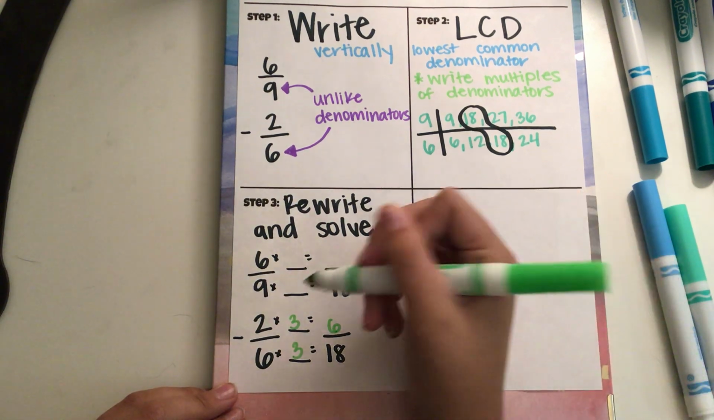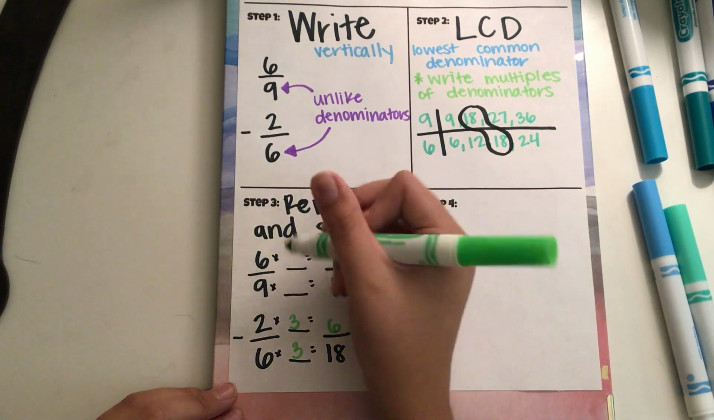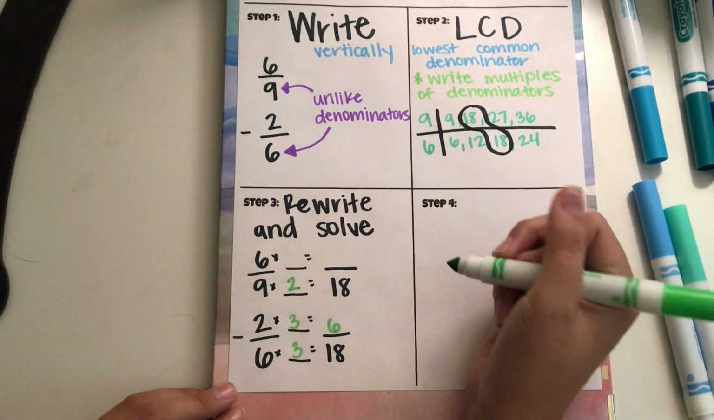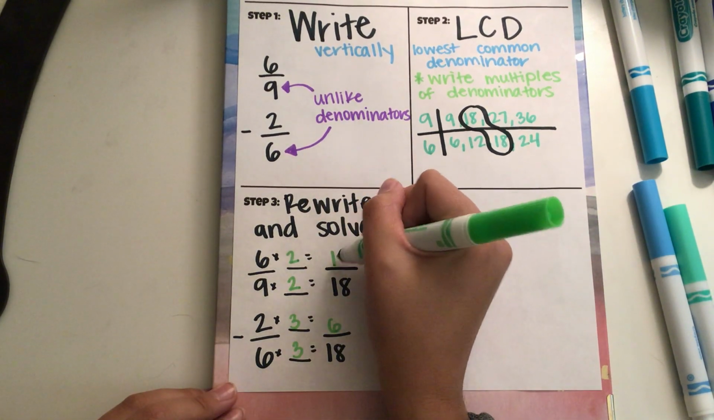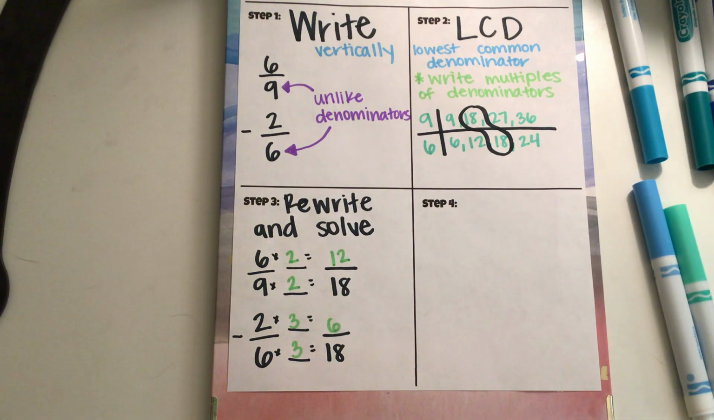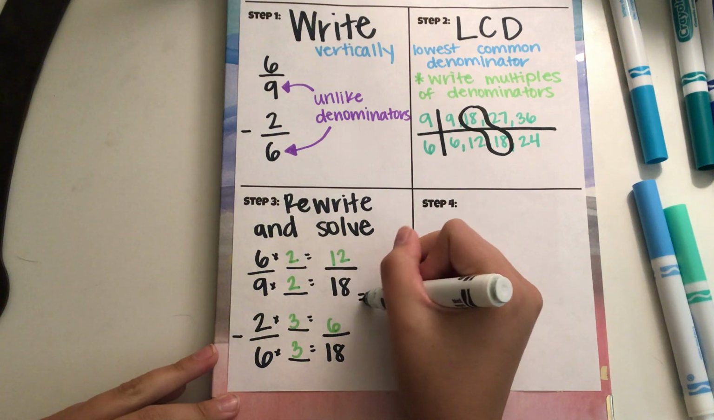Now here I've got 9 times what equals 18. 9 times 2 equals 18. So I do 6 times 2 and I get 12. Now don't forget, we're subtracting now. So we get to keep our same denominator, because now that it's the same, it's going to keep staying the same.